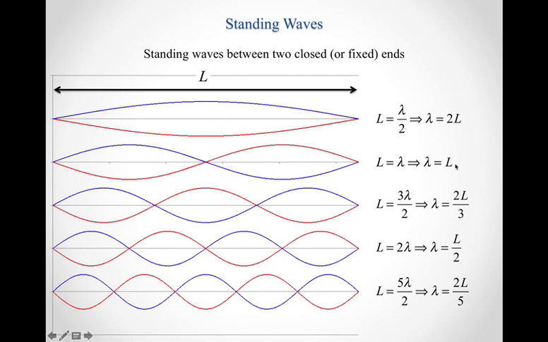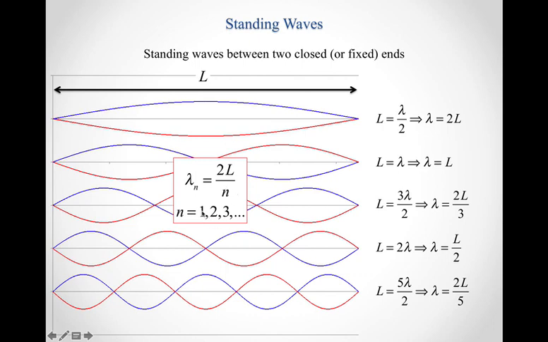If we think about each of these options, our first harmonic we can think of as 2L over 1. The second harmonic was 2L over 2. Third harmonic, 2L over 3. The fourth harmonic was 2L over 4, which ends up being the same as L over 2. The fifth harmonic, 2L over 5. So the pattern that I notice is that for all of these standing waves, the wavelength of the standing wave is equal to 2 times L over whichever harmonic you're interested in looking at.